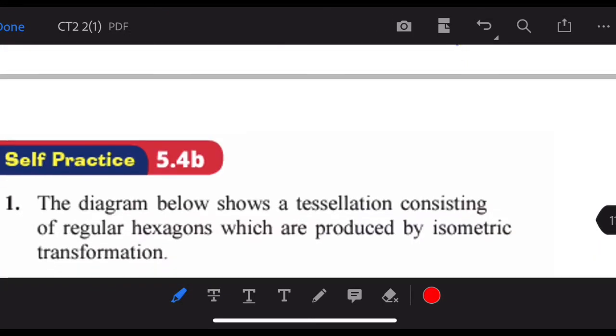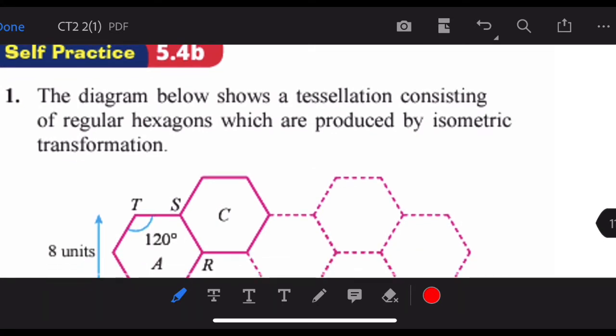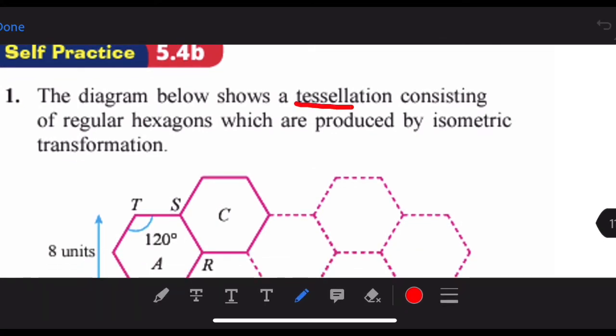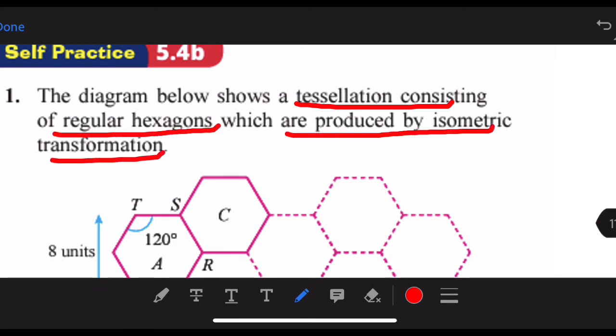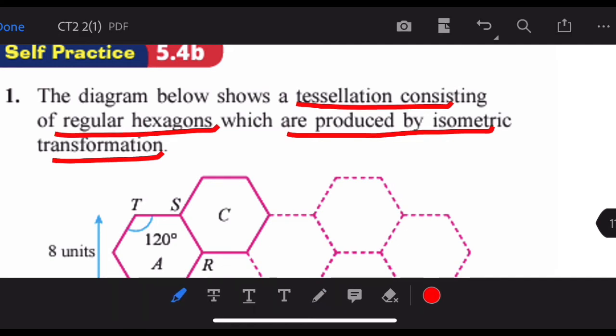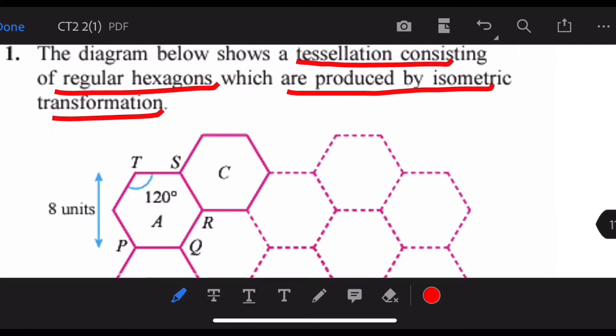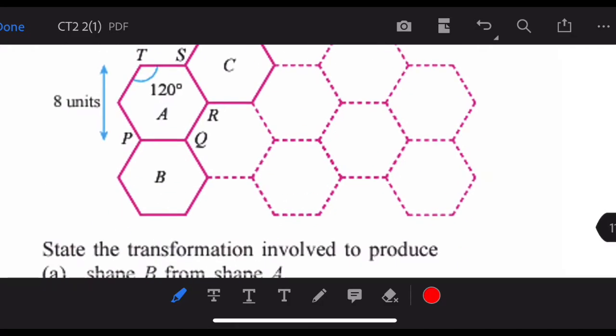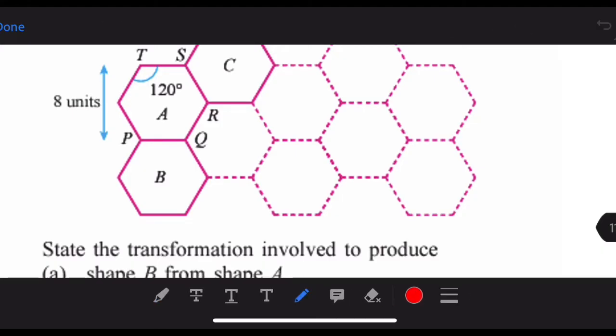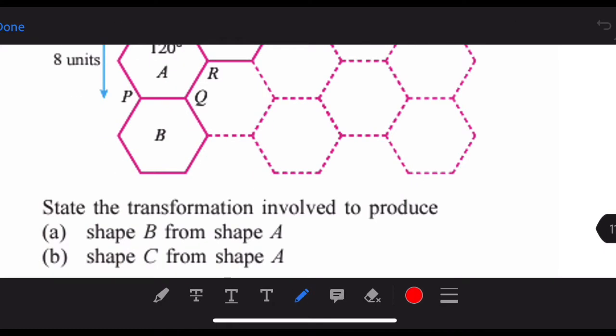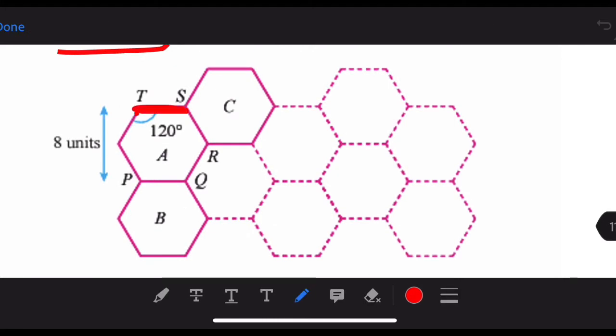Okay, let's continue with exercise 5.4b. The diagram below shows a tessellation consisting of regular hexagons which are produced by isometric transformation. Isometric transformation. So we have to identify which one is the object. State the transformation involved to produce shape B from shape A. From shape A, that means shape A is the object. Okay, let's highlight, this is the object.